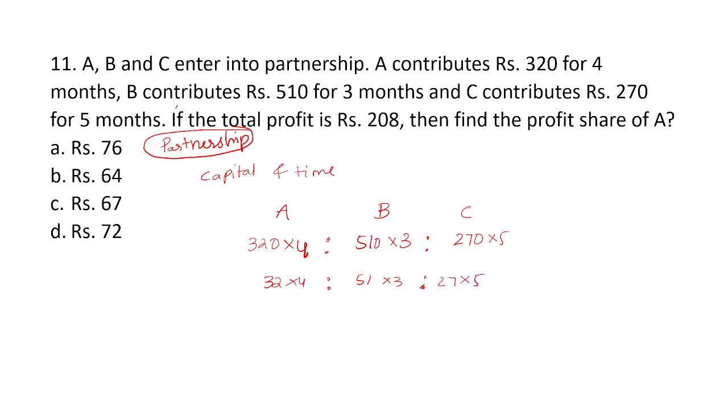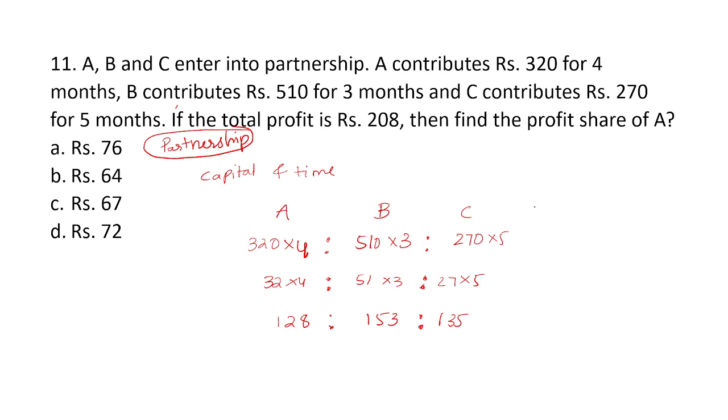And unfortunately, in these numbers, there are no other calculations. We need to multiply this, guys. 32 times 4, so it is 128. And 51 times 3: 50 times 3 is 150, 1 times 3 is 3, it is 153. Now 27 times 5: 20 times 5 is 100, 7 fives are 35. So it is 135. So this is what I got.